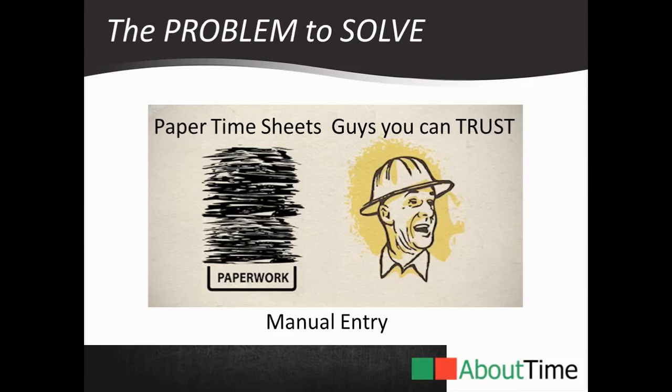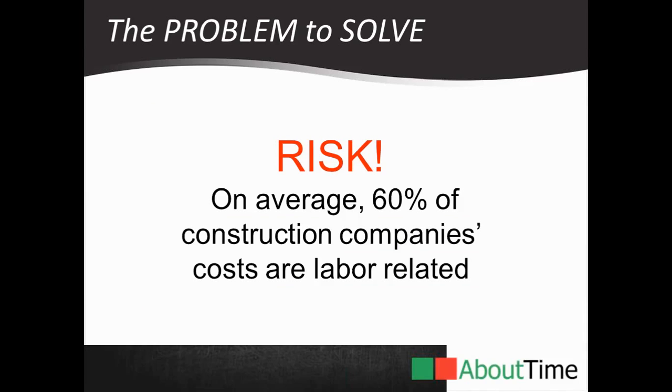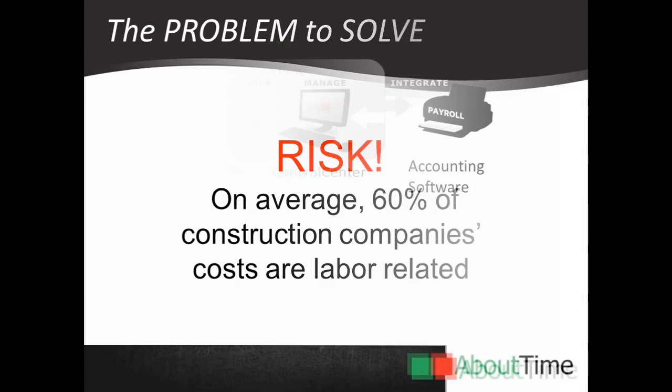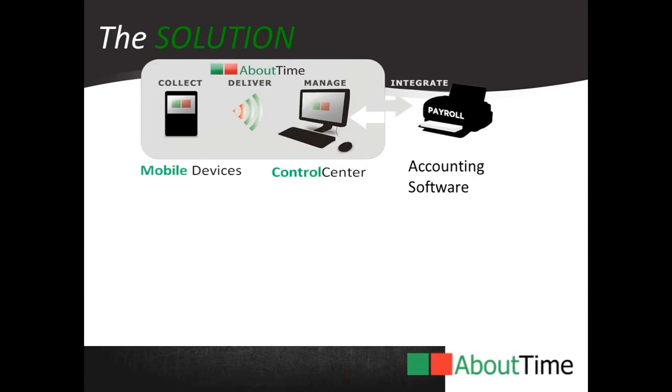Now, we know that time and attendance and paper timesheets is a major problem, but there are more problems than just this when it comes to field data collection. We know you're risk managers, and on average, 60% of construction companies' costs are labor related. Our goal is to help you manage this risk the best we possibly can. And that's why we've developed a solution that we feel like has changed the game.